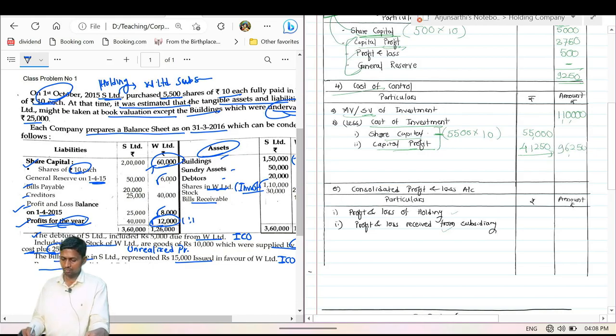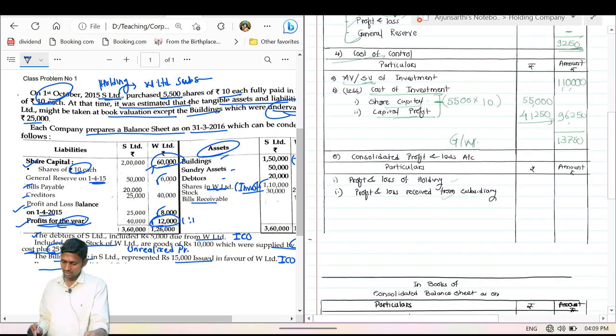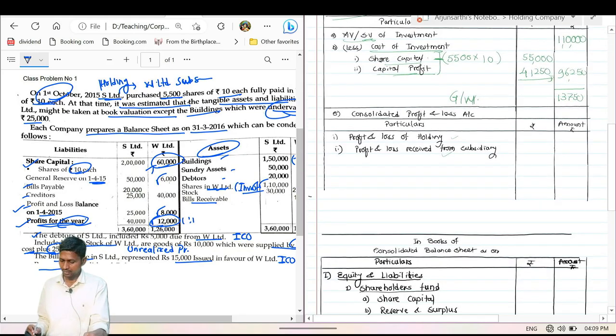55,000 plus 41,250, 96,250, and then 110,000 minus 96,250 you will get 13,750. Positive or negative, you will get the positive bigger amount and from that you are deducting smaller. 13,750 and that is positive amount, correct. 13,750, what is this? If positive, as I said, goodwill; if negative then capital reserve. This is goodwill.